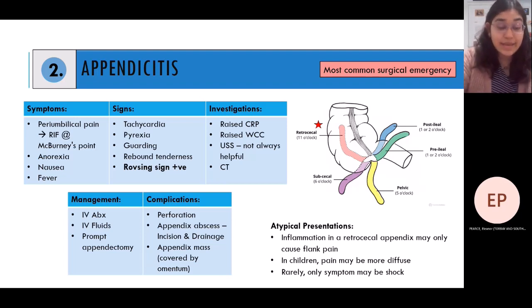The classical examination question will talk about Rovsing's sign being positive, which is essentially that when you press on the left iliac fossa, they get pain in the right iliac fossa, and that indicates peritoneal inflammation.